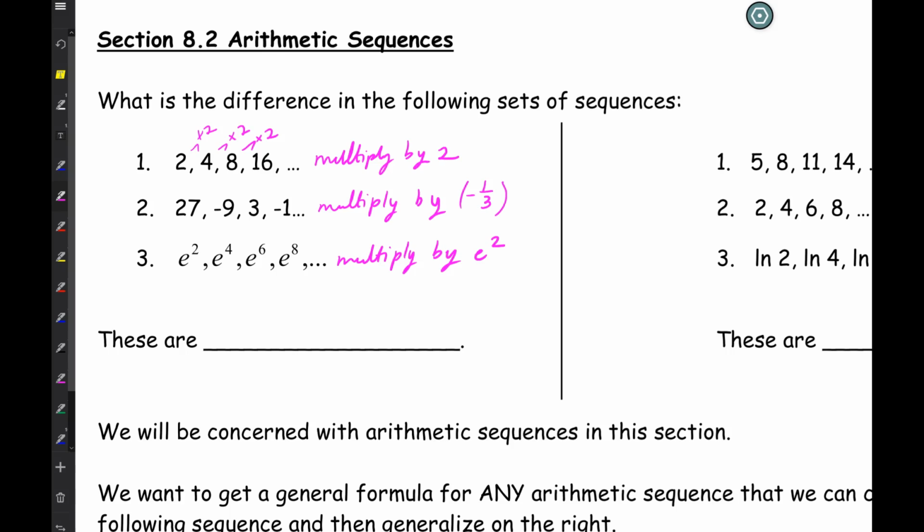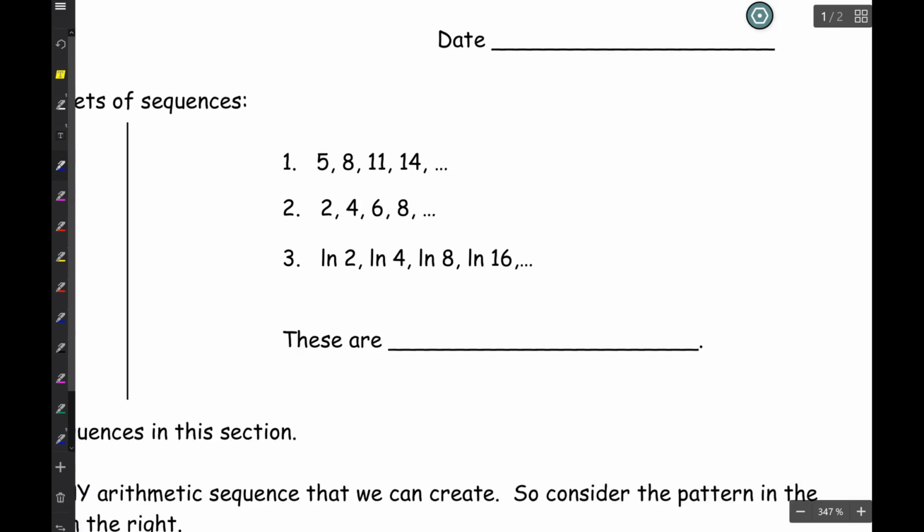Now, one of these columns demonstrates an arithmetic sequence, and the other one defines geometric. Which column do you think this would be? Geometric or arithmetic? Geometric, good. Although you guys haven't been taught this yet, geometric is when you are multiplying by a constant to get to each term. Multiply, multiply. So these in the left column are geometric. Let's take a look at the right column.